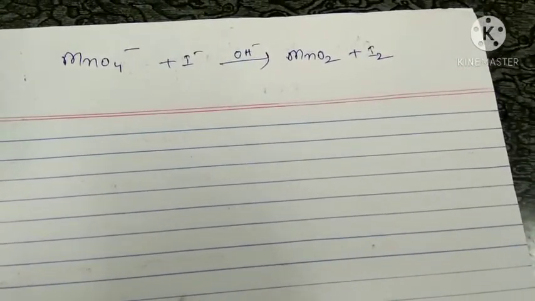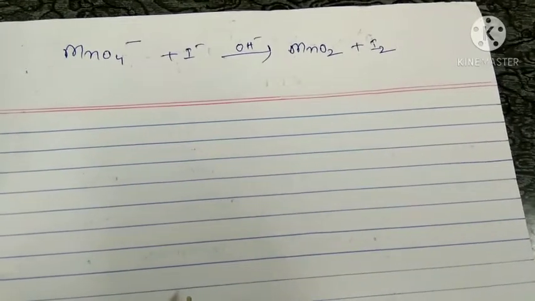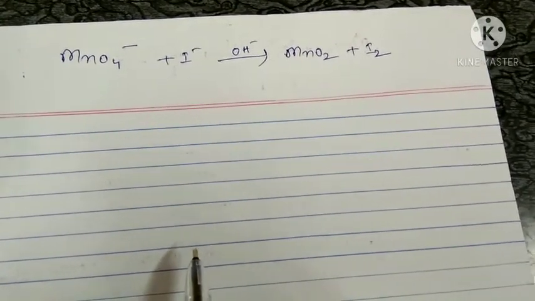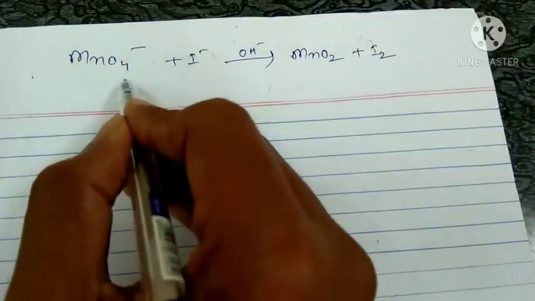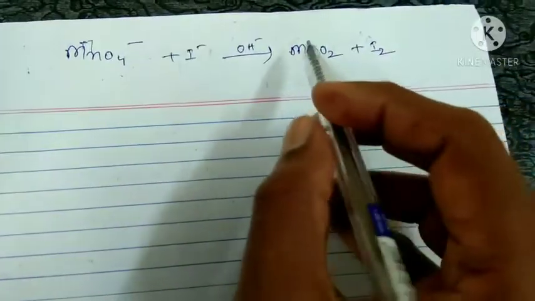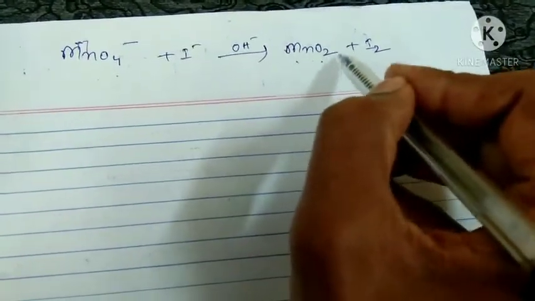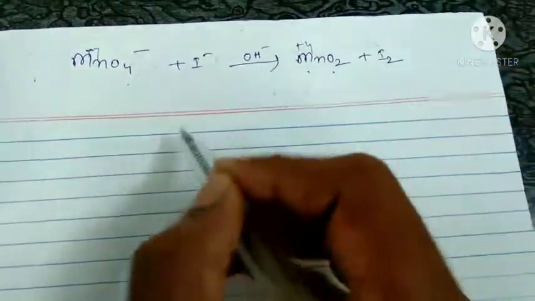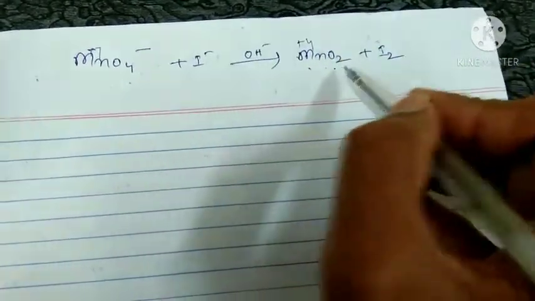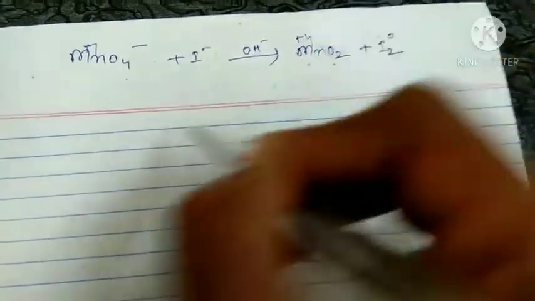What is our target? Balancing. The first step is to calculate the oxidation state of the central atoms. In MnO4 minus, the oxidation state is plus 7, because we discussed it already in the previous video. In MnO2, x plus 2 into minus 2, nothing but plus 4. Here I minus is a monoion, so no need to calculate. Here I2 is in elemental state, so 0.